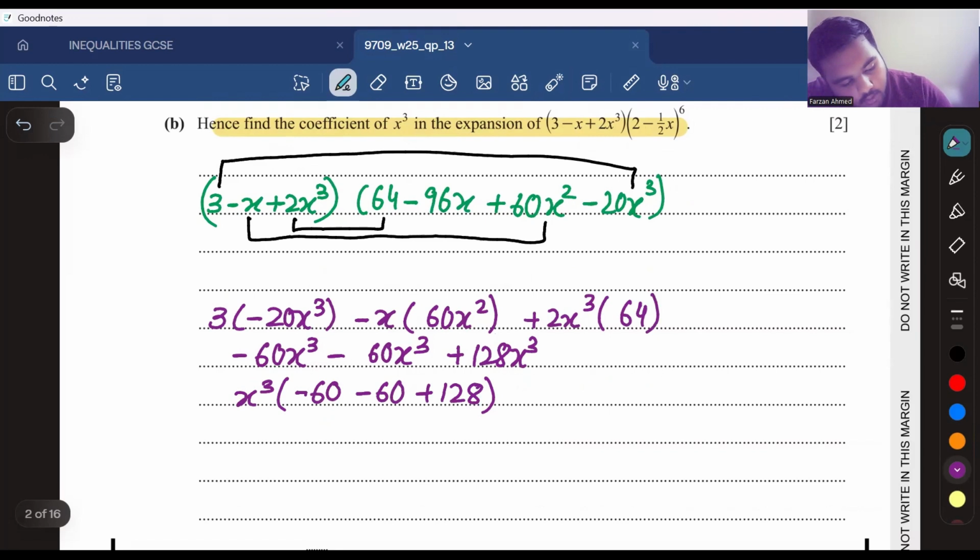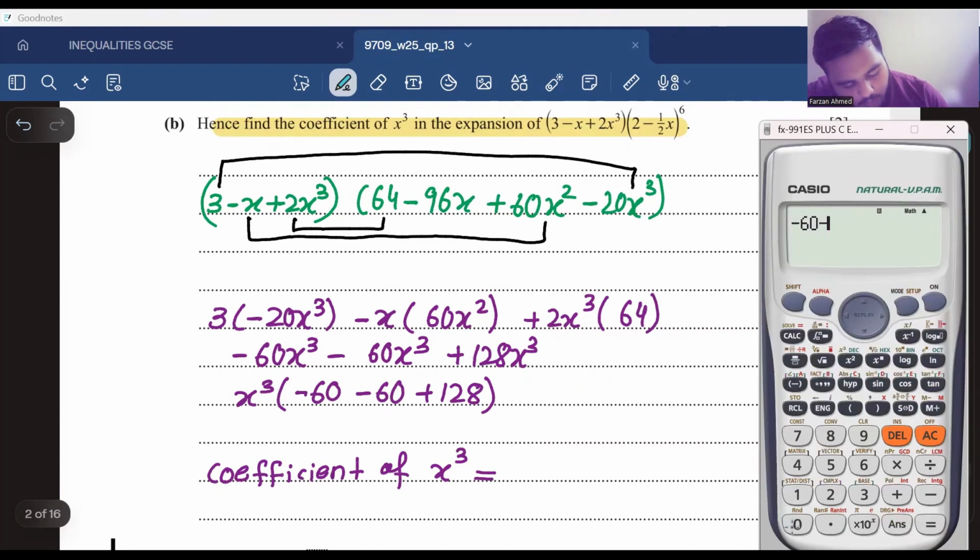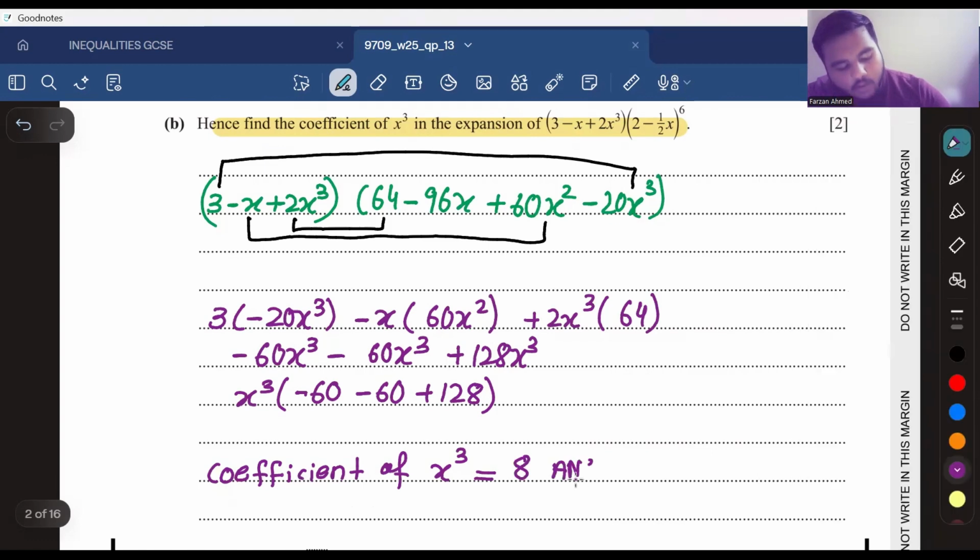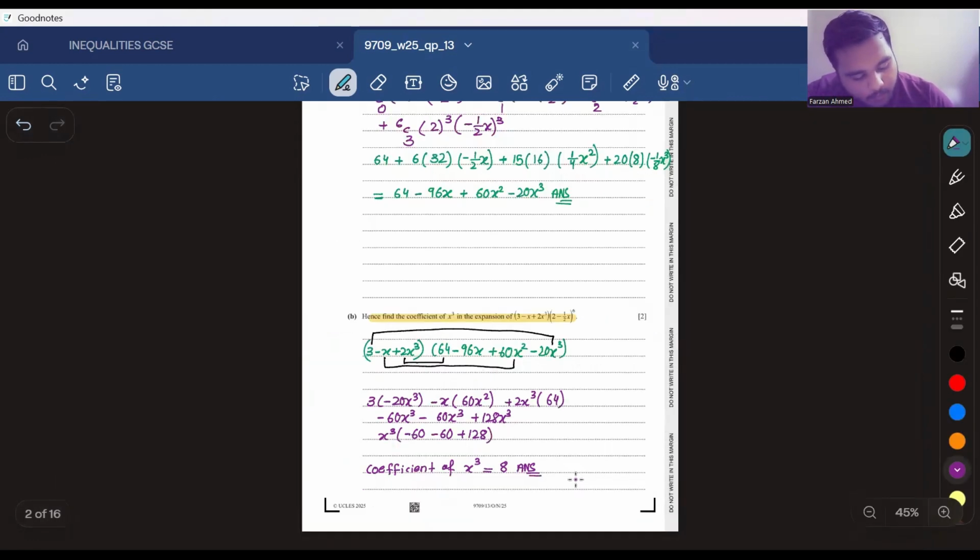So what is the coefficient of x cube? The coefficient of x cube will be minus 60 minus 60 and plus 128. So this will be 8. So this is our final answer. I hope you got it. Now moving to question number 2.